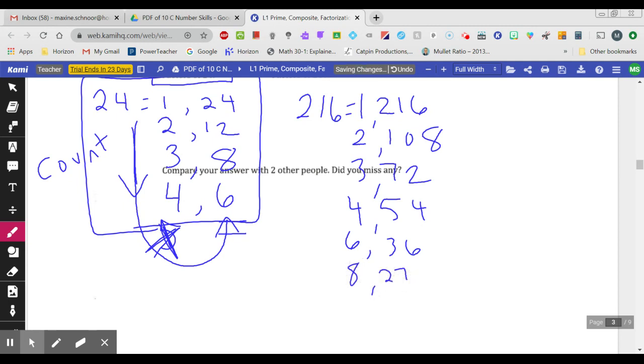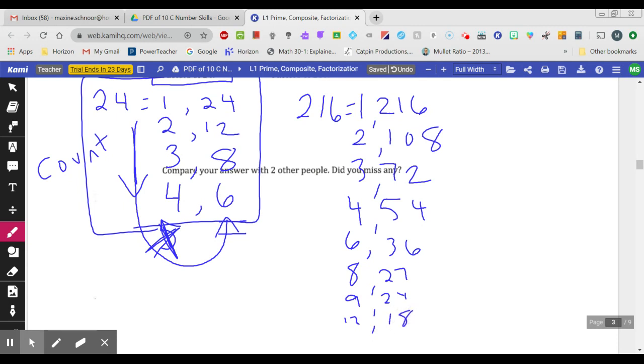Now I'll try 9. Yep, 9 and 24. Oh, I think my page is going to run out here. Shoot. I know 10 doesn't work because it doesn't end in 0. So I'm going to try 11. Nope. I'm going to try 12. 12 and 18.